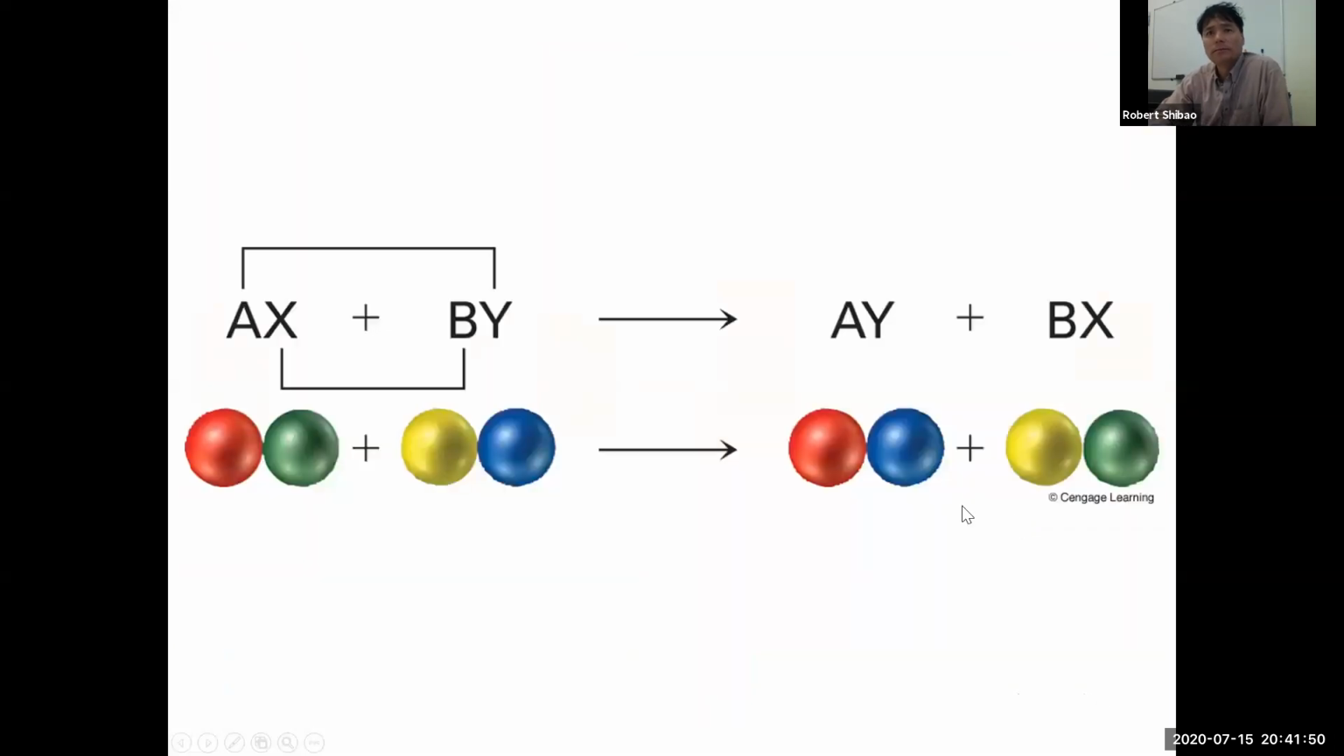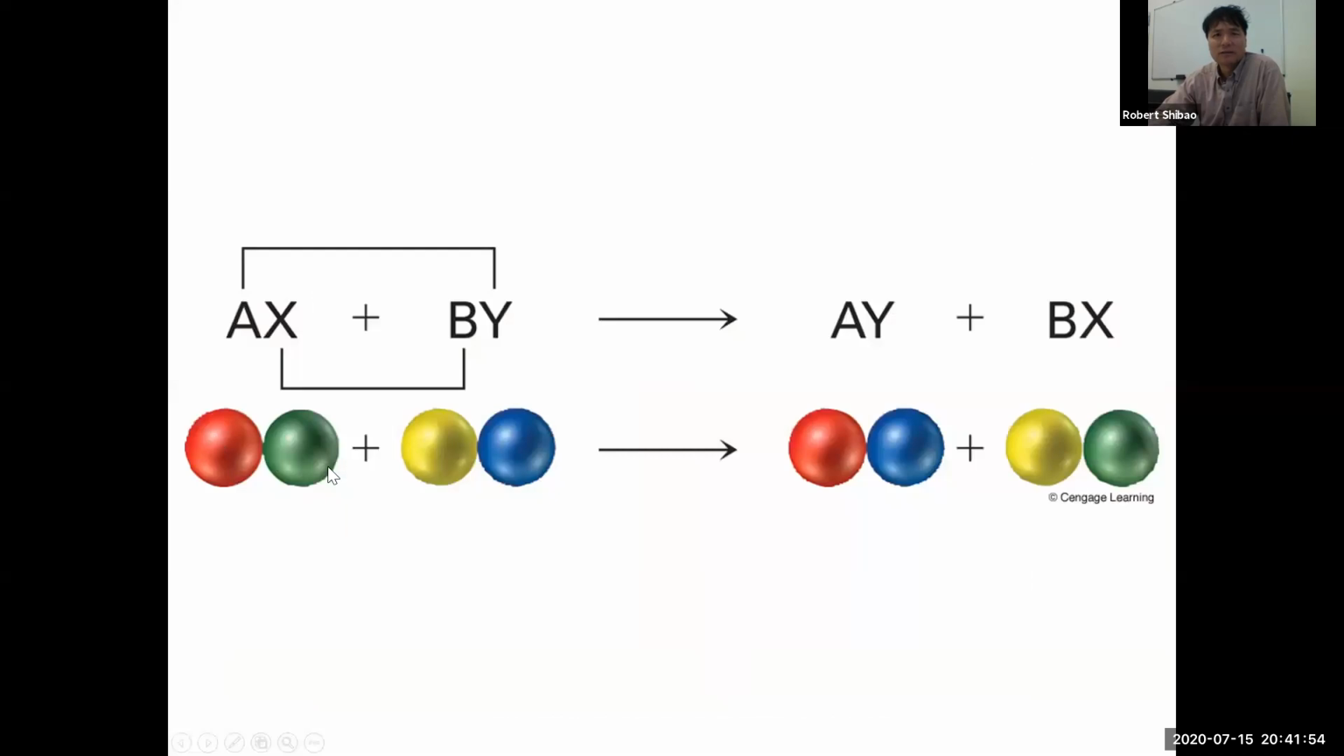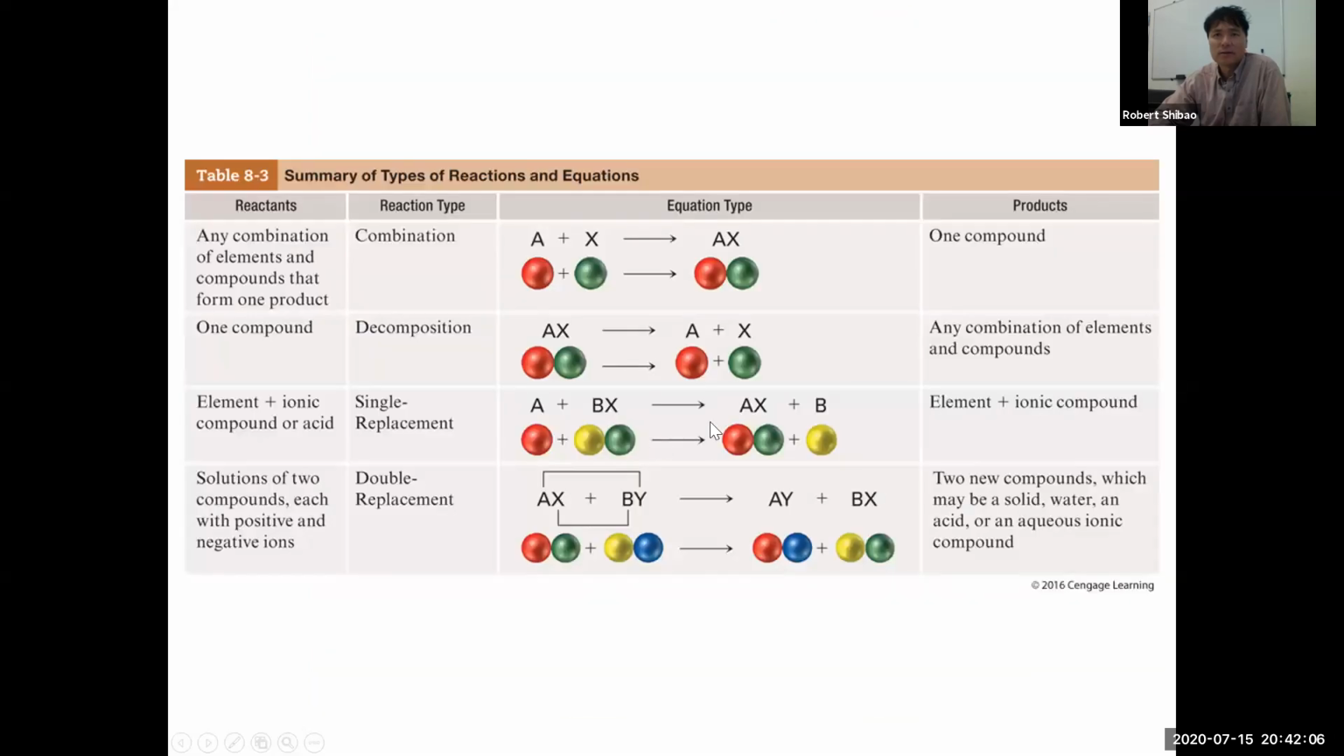This one's called a double replacement reaction, where we have a compound and another compound yielding 2 new compounds. This precipitation is an example of a double replacement reaction here. These are the patterns that we see.